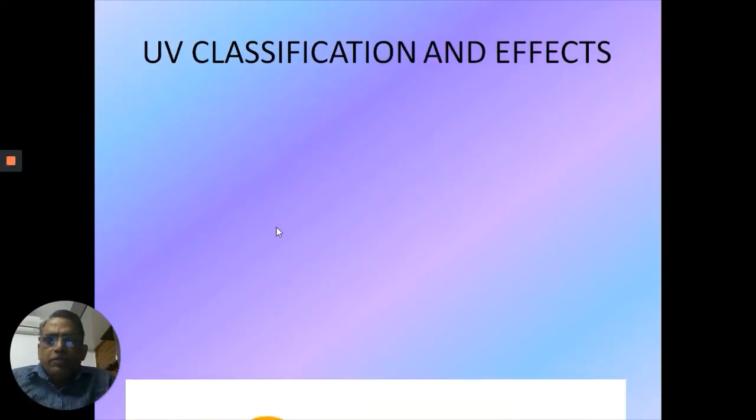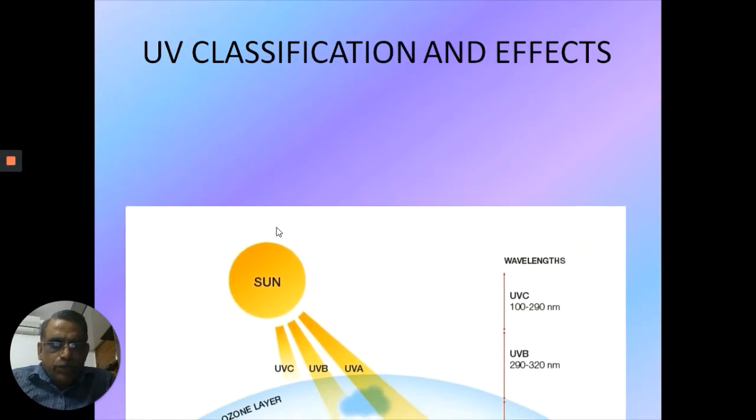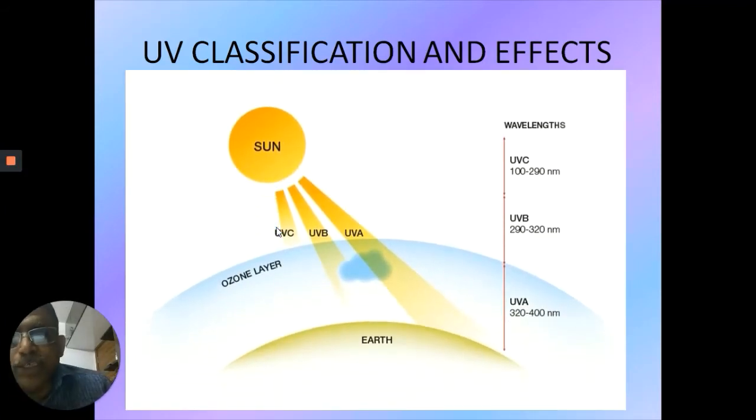And when we talk about UV, you have to understand the UV classification. UV has the A, B, C classification. If you look at the sun as the natural light source, UVA reaches the earth, UVB also reaches but less when compared to UVA. UVC is completely curtailed by the ozone layer. Now the region of UVA is 320 to 400 nanometer, UVB is 290 to 320, and UVC is 100 to 290 nanometer. This is how the UV regions are classified.